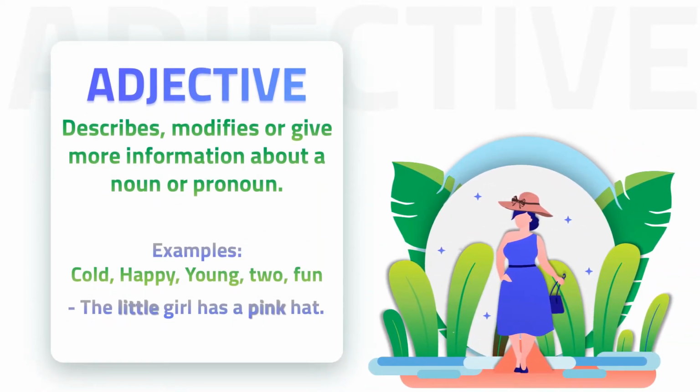An adjective describes, modifies, or gives more information about a noun or pronoun. For example, in the sentence the little girl has a pink hat, the adjectives are little and pink.